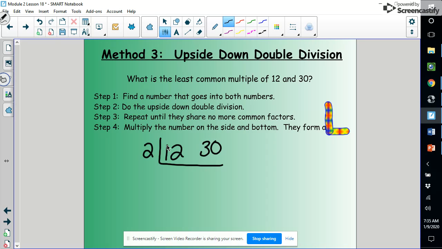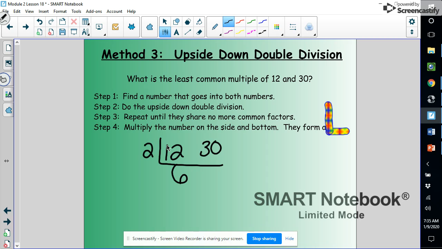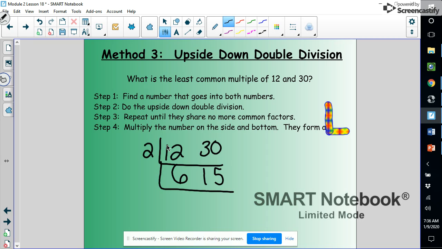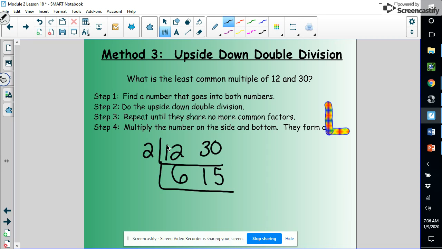So I'm going to do 2 into 12. 2 goes into 12 6 times. 2 goes into 30 15 times. I'm going to put my upside down double division box. I need to repeat this until they share no more common factors. So now look at both 6 and 15. Well, they're not both even, so I know 2 is not a factor, but I can't just stop there.